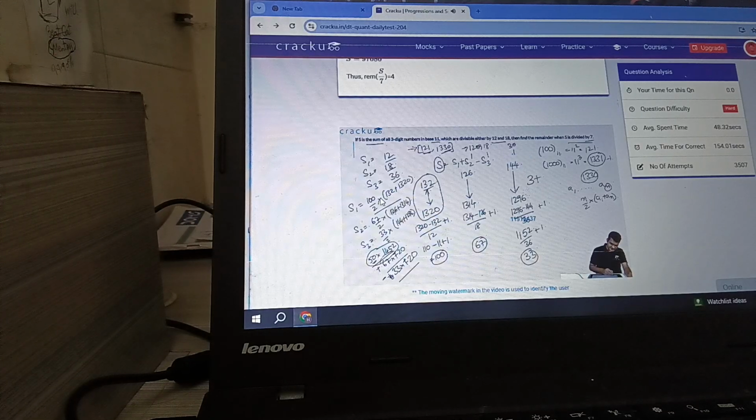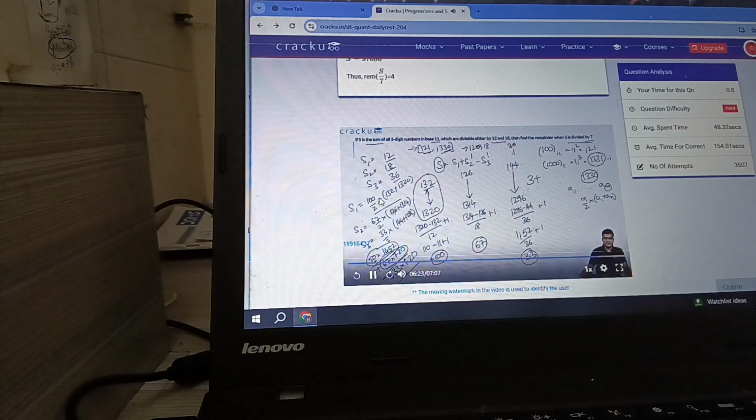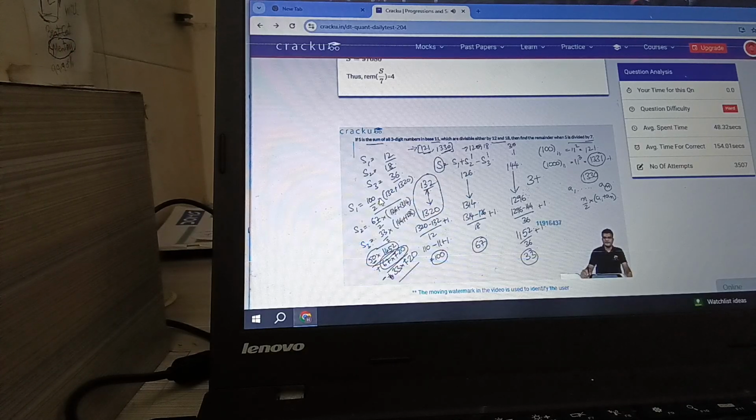And what is the remainder when 67 into 720 is divided by 7? 67 is 63 plus 4, so we can ignore the 63 part. So the remainder will be the same as when 4 into 720 is divided by 7. 720 is 700 plus 20, so the remainder will be the same as when 4 into 20 is divided by 7. 4 into 20 is 80. When it is divided by 7, the remainder is again equal to 3.